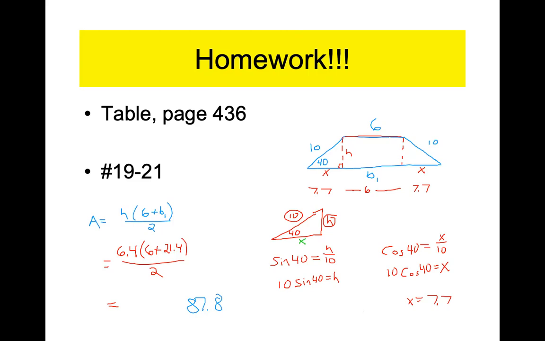It's because we rounded to the nearest tenth on our intermediary steps. Like right here, we used 7.7. If we were to use 7.66, whatever it was, we would get a much more accurate answer compared to the book answer. But we got the right answer. That was a lot of work.